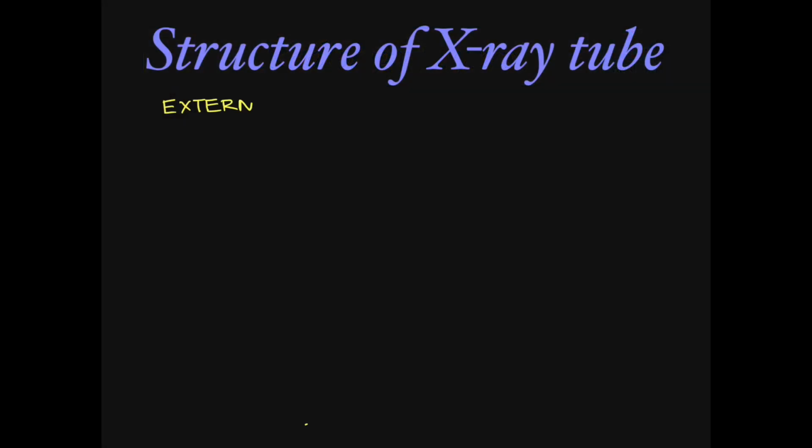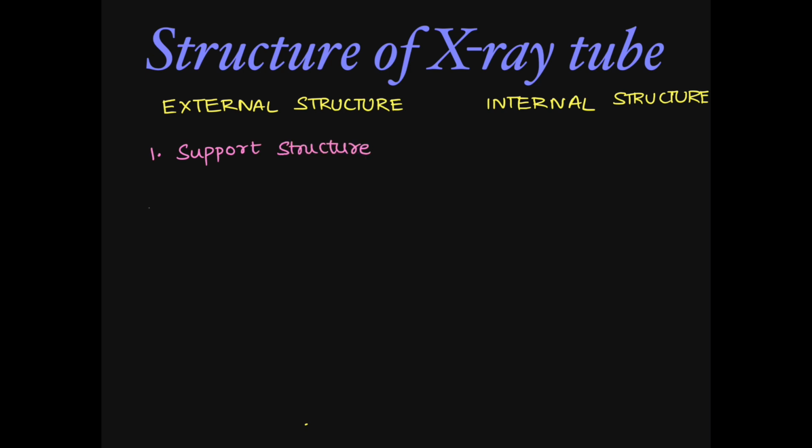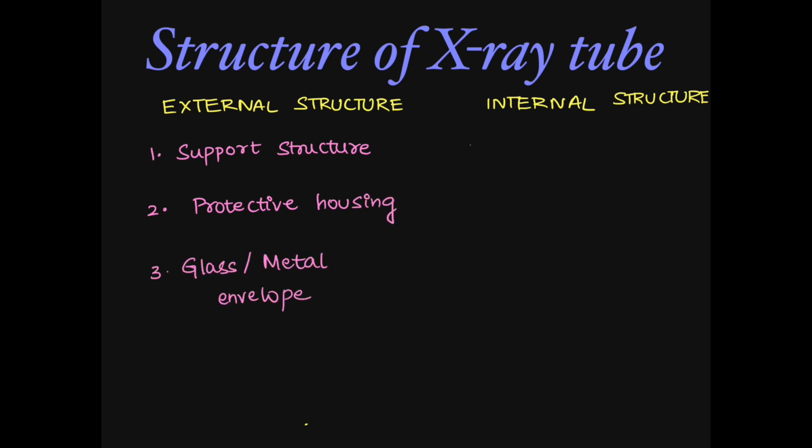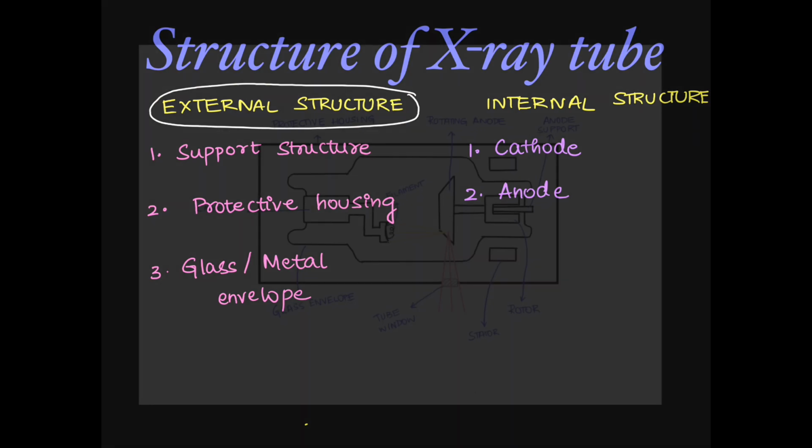Coming to the overview of the structure of the X-ray tube, it contains an external structure and its internal components, or the functioning components. The external structure has a supporting structure, the protective housing, and a glass or metal envelope which envelopes the internal contents. The internal structure has the cathode and anode. Now we learn about the external structure.